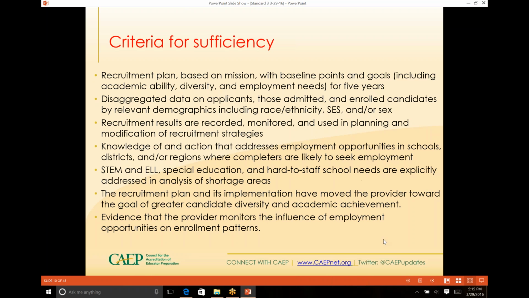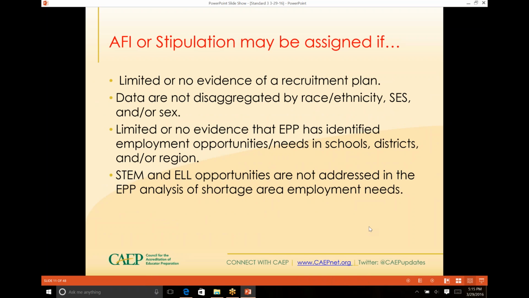Okay? So what else have we got? Well, let's take a look at what an area for improvement or a stipulation might be assigned. And these I'm excerpting, or I'm extrapolating, actually, from the insufficient column on those rubrics that appear in the new version of the accreditation manual. If there is limited or no evidence of any kind of a recruitment plan, you're probably going to get an area for improvement assigned or stipulation.